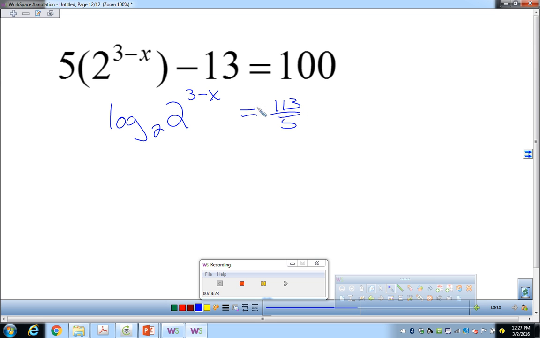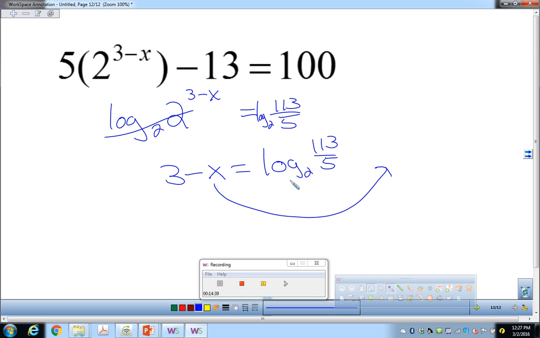Log base 2 of that, and this goes away, right? So you get 3 minus x equals log base 2 of 113 over 5. Then I brought the x onto this side, and I brought this onto this side. If you do that and solve for x, you get x equals 3 minus log base 2 of 113 over 5. And you can plug that in your calculator and get an answer.